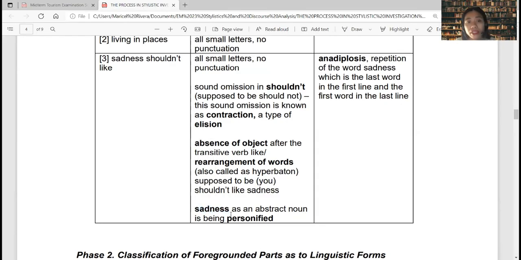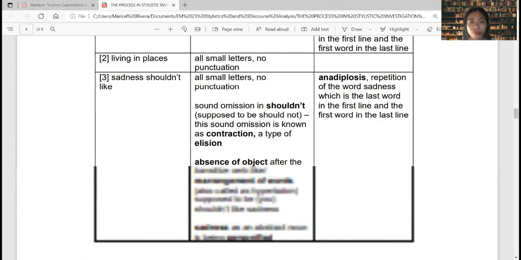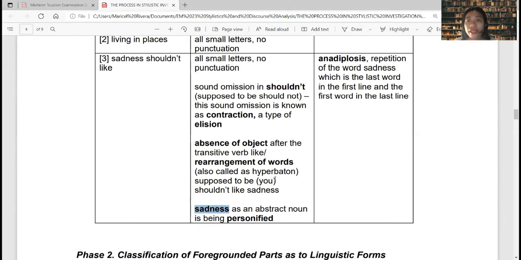And sadness here, katuday ganiya class katong metaphor and even personification should be under the deviation because they are not taking the dictionary meaning of the word. So same here, sadness shouldn't like. So there is an abstraction of the noun. The abstract noun sadness is being personified because if we take a look here, sadness shouldn't like, that means it's sadness who should not like, right? But sadness is not a person and it cannot either like or dislike. So you get what I mean?